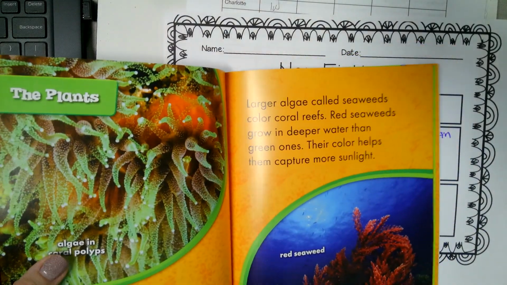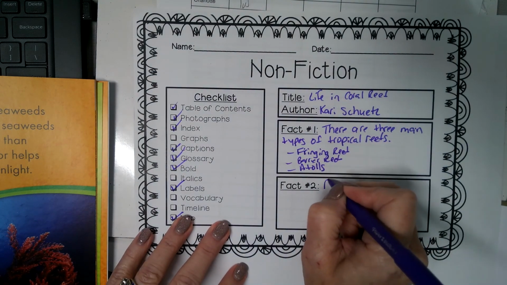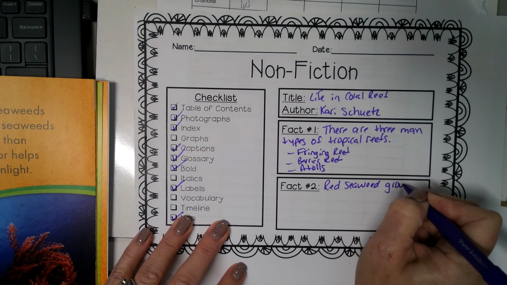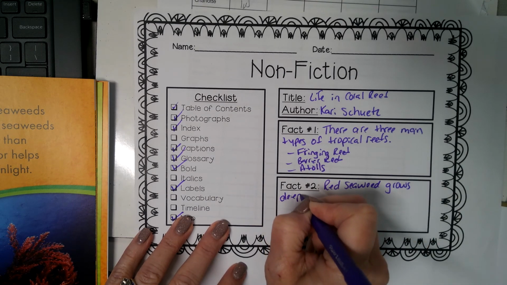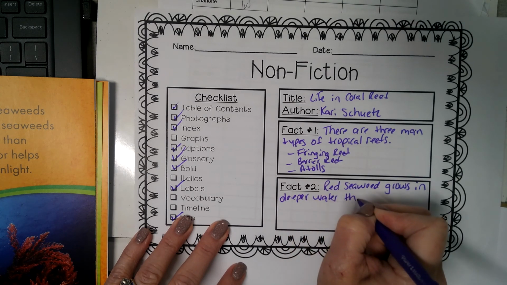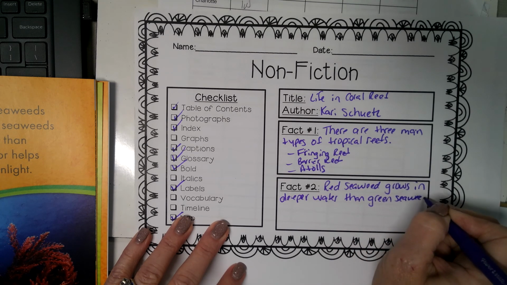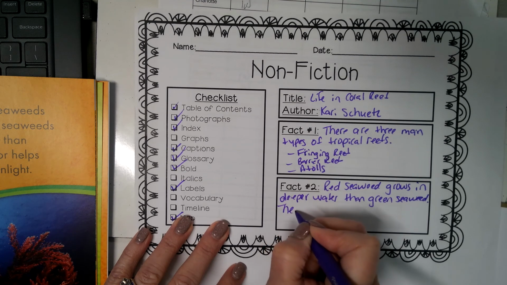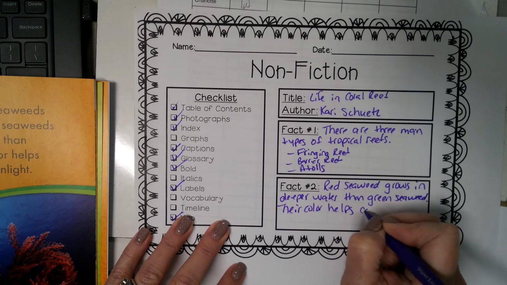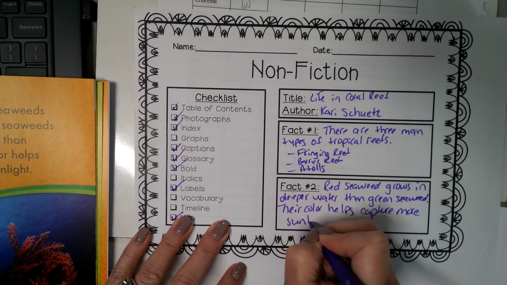Now I need another fact as I read along through here. I remember I really liked the red seaweed. So I'm going to write that about the red seaweed. Red seaweed grows in deeper water than green seaweed. Their color helps them capture more sunlight. I thought that was really interesting. So there's 2 facts from my book.